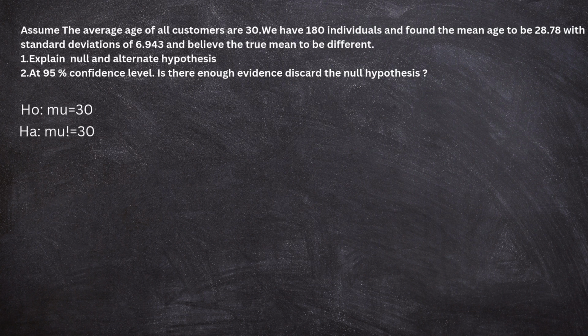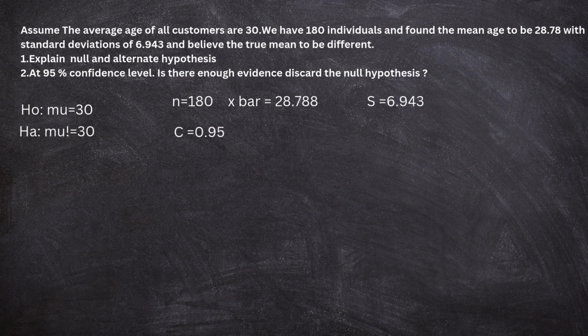Now let's move on to part 2. At a 95% confidence level, is there enough evidence to discard the null hypothesis? Now we use both the traditional and p-value methods. We know that the sample size n is 180. The average age of the 180 individual sample, the mean x bar, is 28.788. The sample standard deviation s is 6.943.